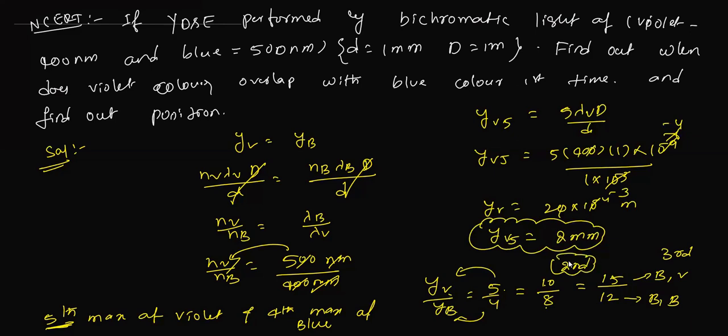Generally they won't ask this in normal questions; they will ask it in JEE type questions only, where they ask you to find the first time, second time, third time they meet. Otherwise, for NEET, CET, CBSE boards, in MCQ questions they can ask: first time 5 by 4, second time 10 by 8, third time 15 by 12. If they want the position, then 2 millimeters, which we got here. This is the answer for this question.